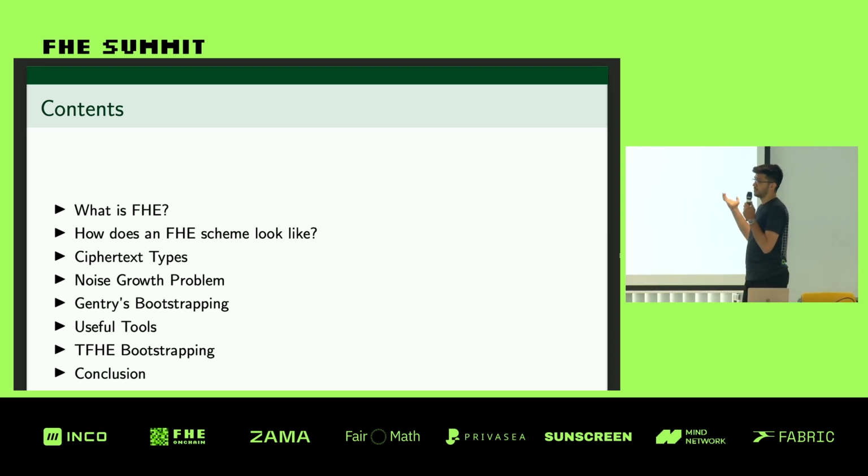I'll start, of course, with what FHE is, and then we will see what an FHE scheme looks like, and then we will see a couple of types of ciphertexts that we will be dealing with, and of course the noise growth problem, the problem where everything begins, and a proposed solution from Gentry. Then we will introduce some useful tools to construct our TFHE scheme, and then I will conclude my talk.